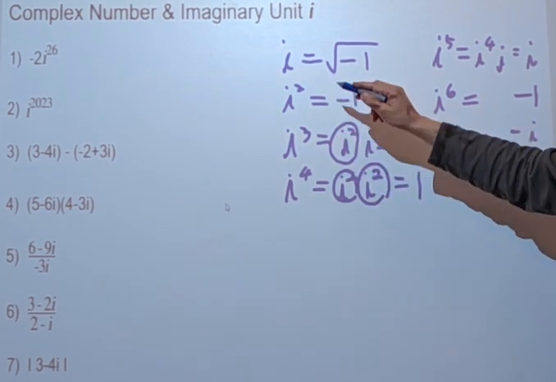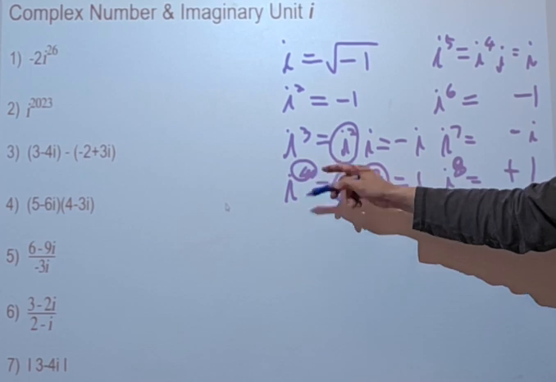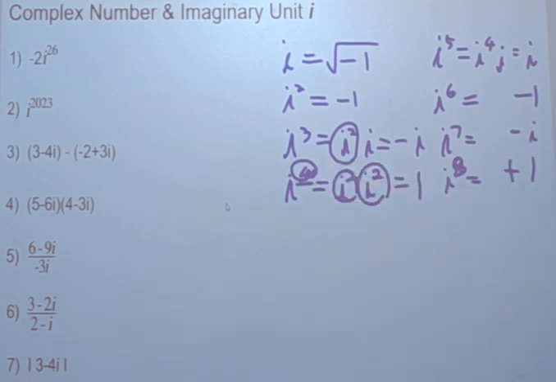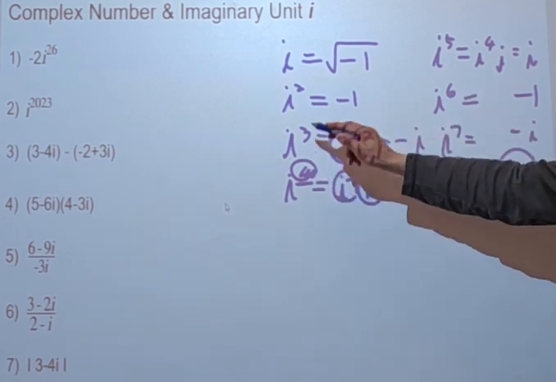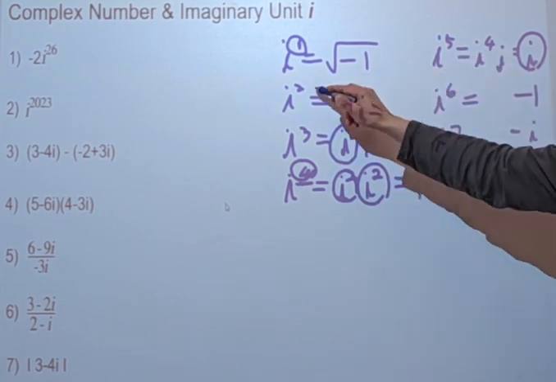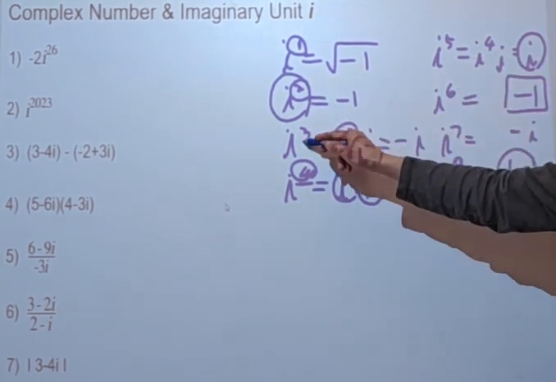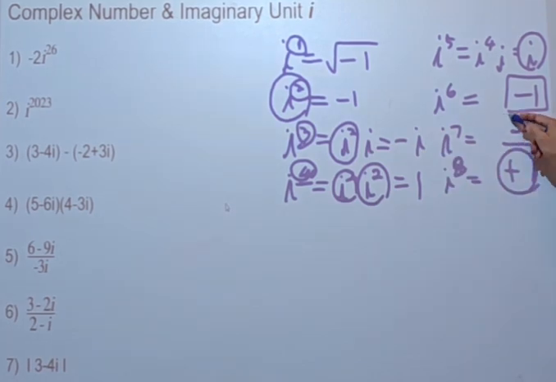So when you have i to some power, divide the power by 4. If it's divisible by 4, that becomes 1. Okay? When you divide by 4 and the remainder is 1, that becomes just i. Remainder 2, because that's i to the second power, that's -1. Remainder 3, then -i.